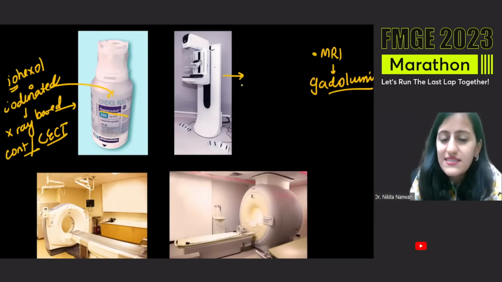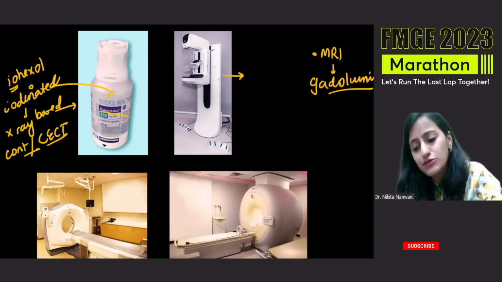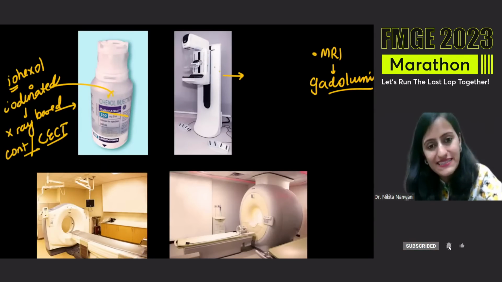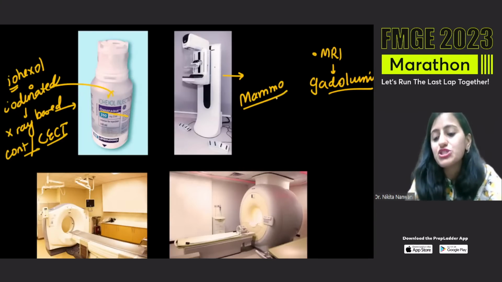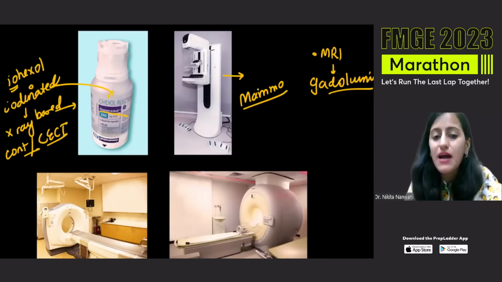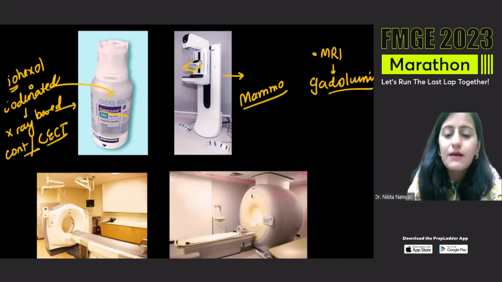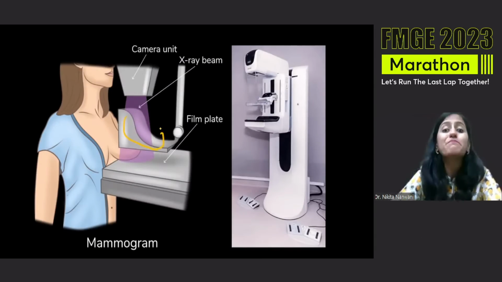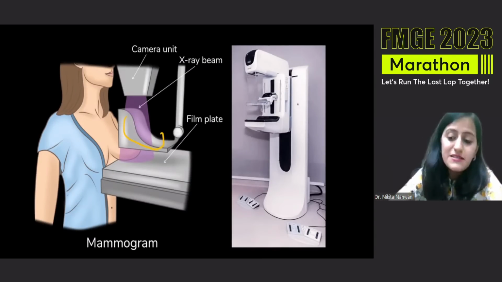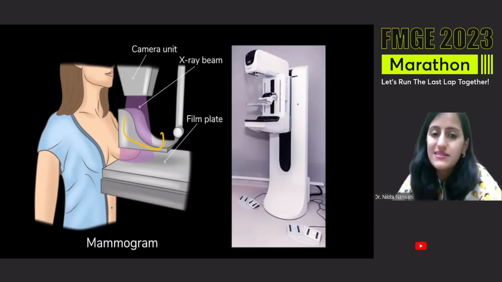What machine is this, guys? What is this machine used for? Is it used for bone mineral density? Is it used for chest X-ray? What is this used for? This is a mammography machine. How do we identify the mammography? By this compression paddle. So in mammography, we compress the breast, right? We compress the breast. So it's a sort of painful investigation.